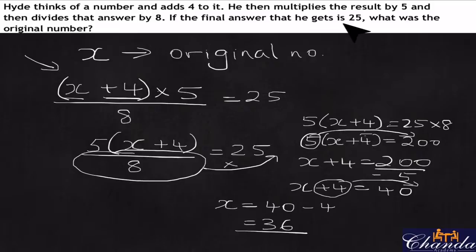So what was the original number? It was 36. And we've just confirmed that that, in fact, is the correct answer. Alrighty, now let's move to the next question.